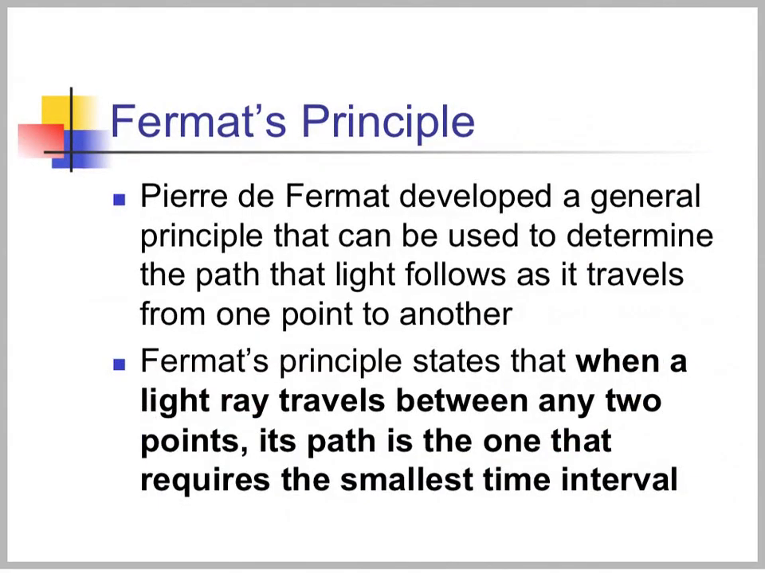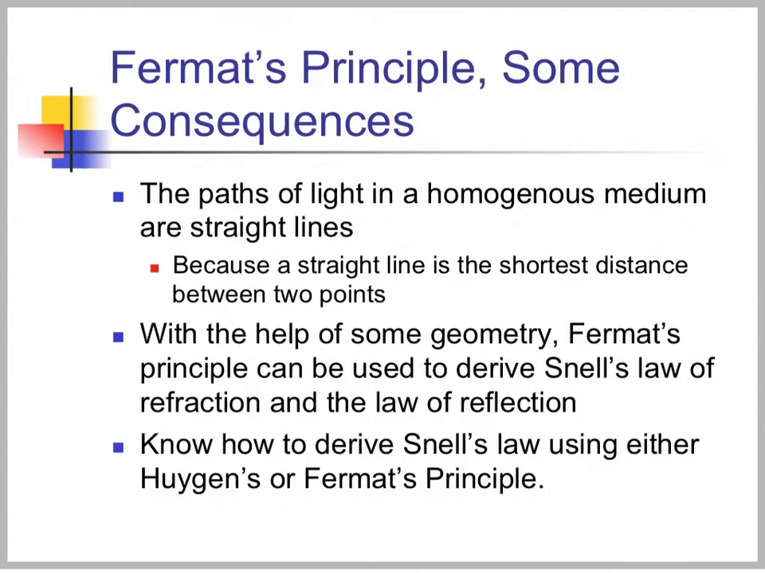Now, Pierre de Fermat developed another principle that can be used to determine the path that light follows as it goes from one place to another. Fermat's principle states that when a light wave travels between any two points, the path it takes is the one that requires the smallest time interval. So the paths of light in a homogeneous medium are always straight lines, because a straight line is always the shortest distance between two points.